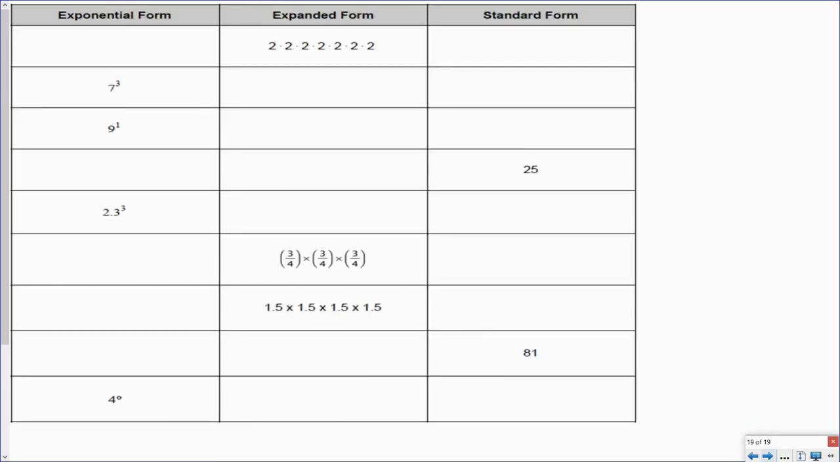So now let's fill out this table. Some of it's giving us our exponent form, some of it's expanded form, and some of it's standard form. And we need to fill out the rest of it.